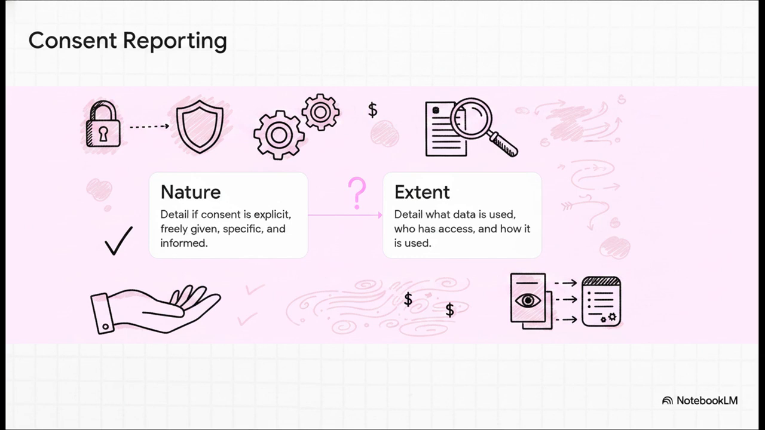So, the crucial point is that transparently reporting your consent process involves two very distinct steps. Step 1. You must detail the nature of the consent. Is it truly explicit, freely given, specific, and informed? Step 2. You have to detail the extent of your disclosure to the customer. Do they know precisely what specific data you intend to use? Do they know exactly which third parties have access to it, and exactly how those parties will use it? If your reporting doesn't answer these questions, it's simply incomplete.